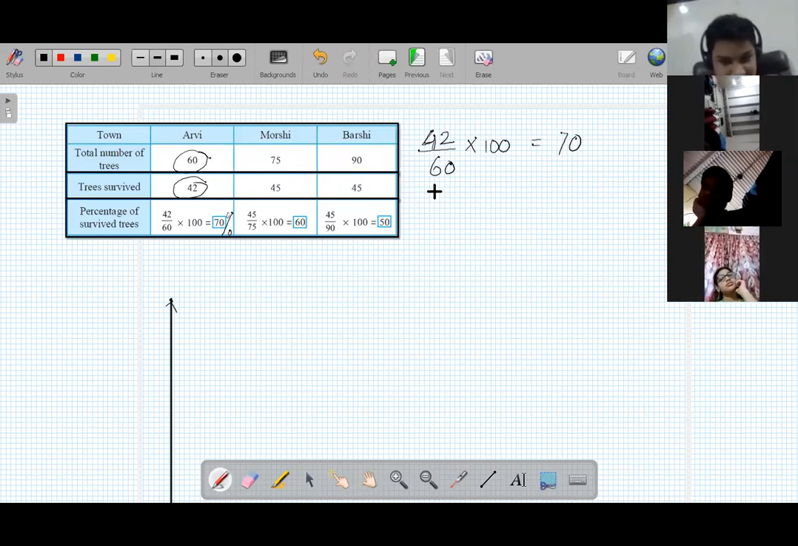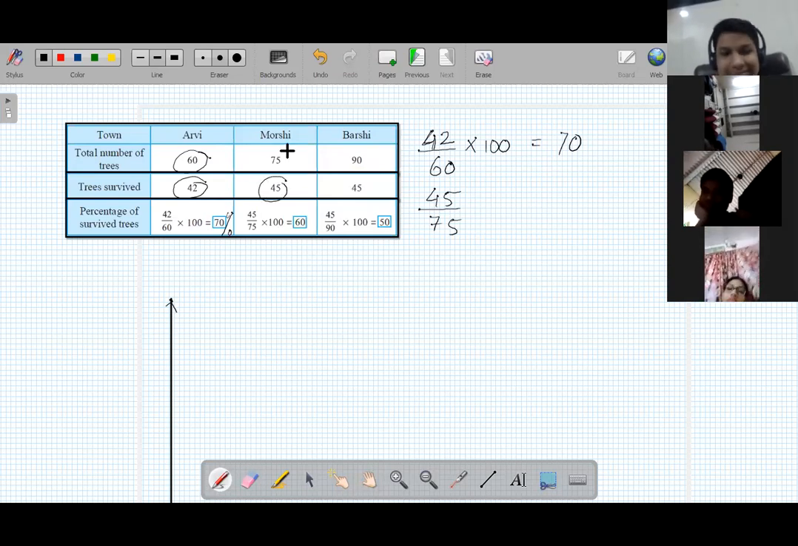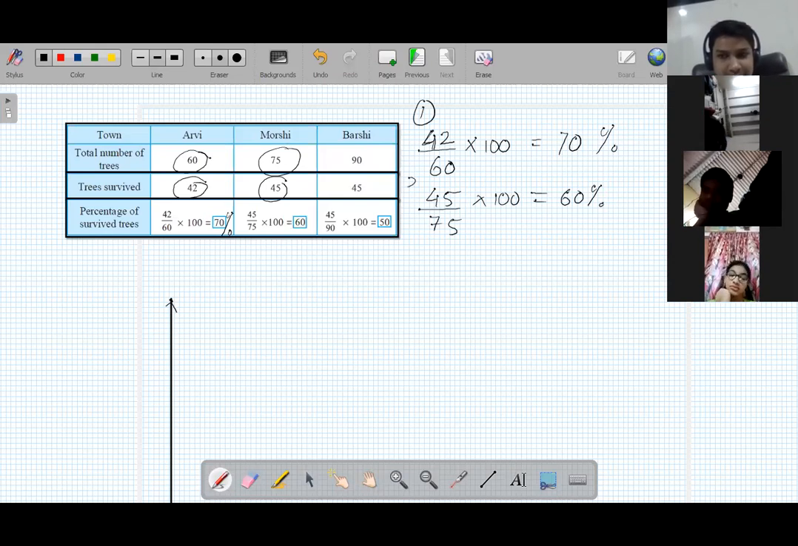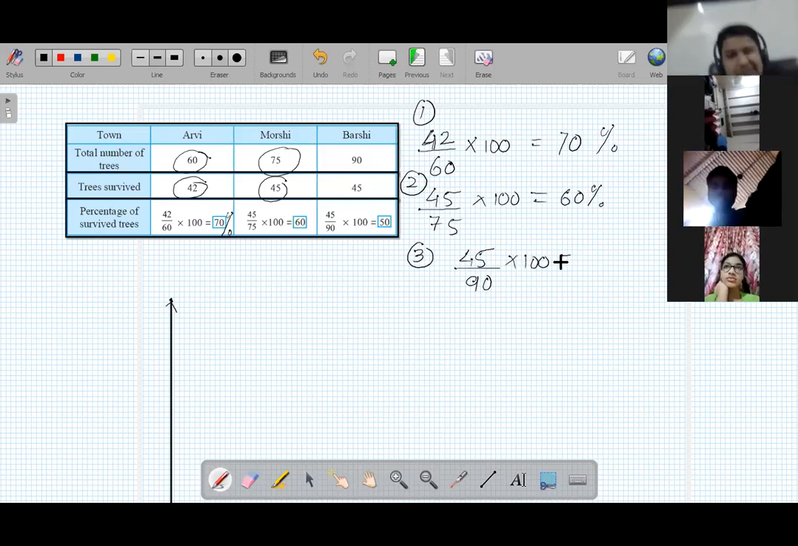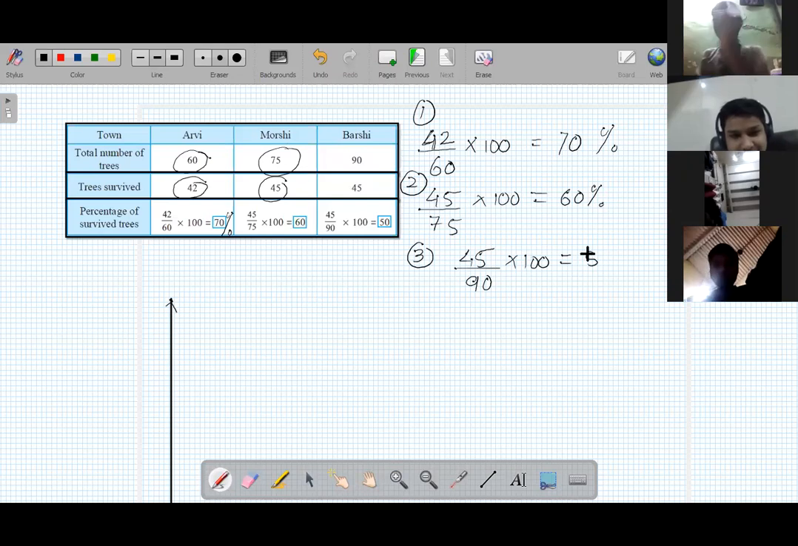Similarly, for the second town, 45 trees survived out of 75. So 45 divided by 75 into 100. This will give you 60. So in the first town, 70%. In the second town, 60%. In the third town, 45 trees survived out of 90. So 45 divided by 90 and you multiply it with 100 to find a percentage. So that will be 50%. So in the third town, 50% of trees survived.